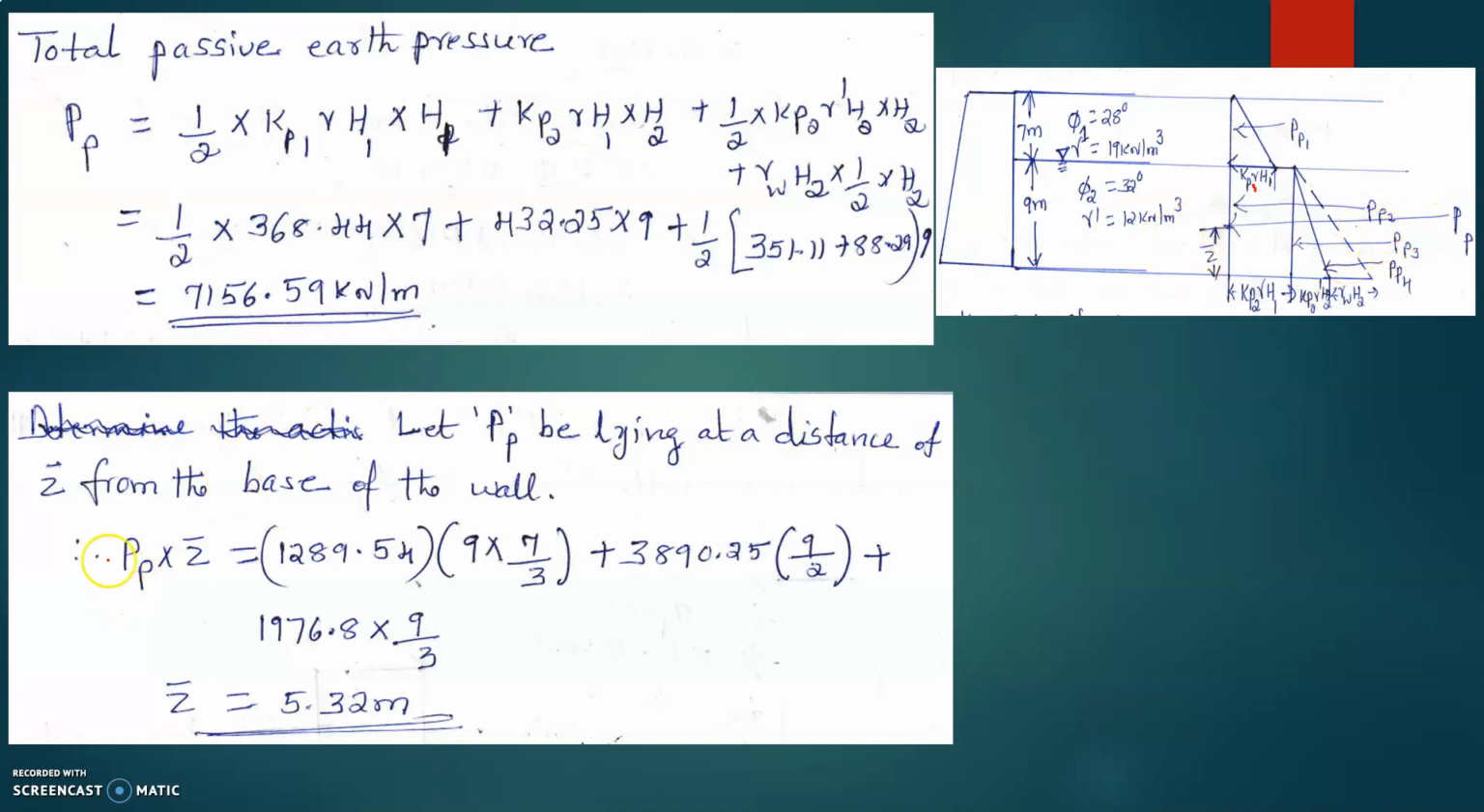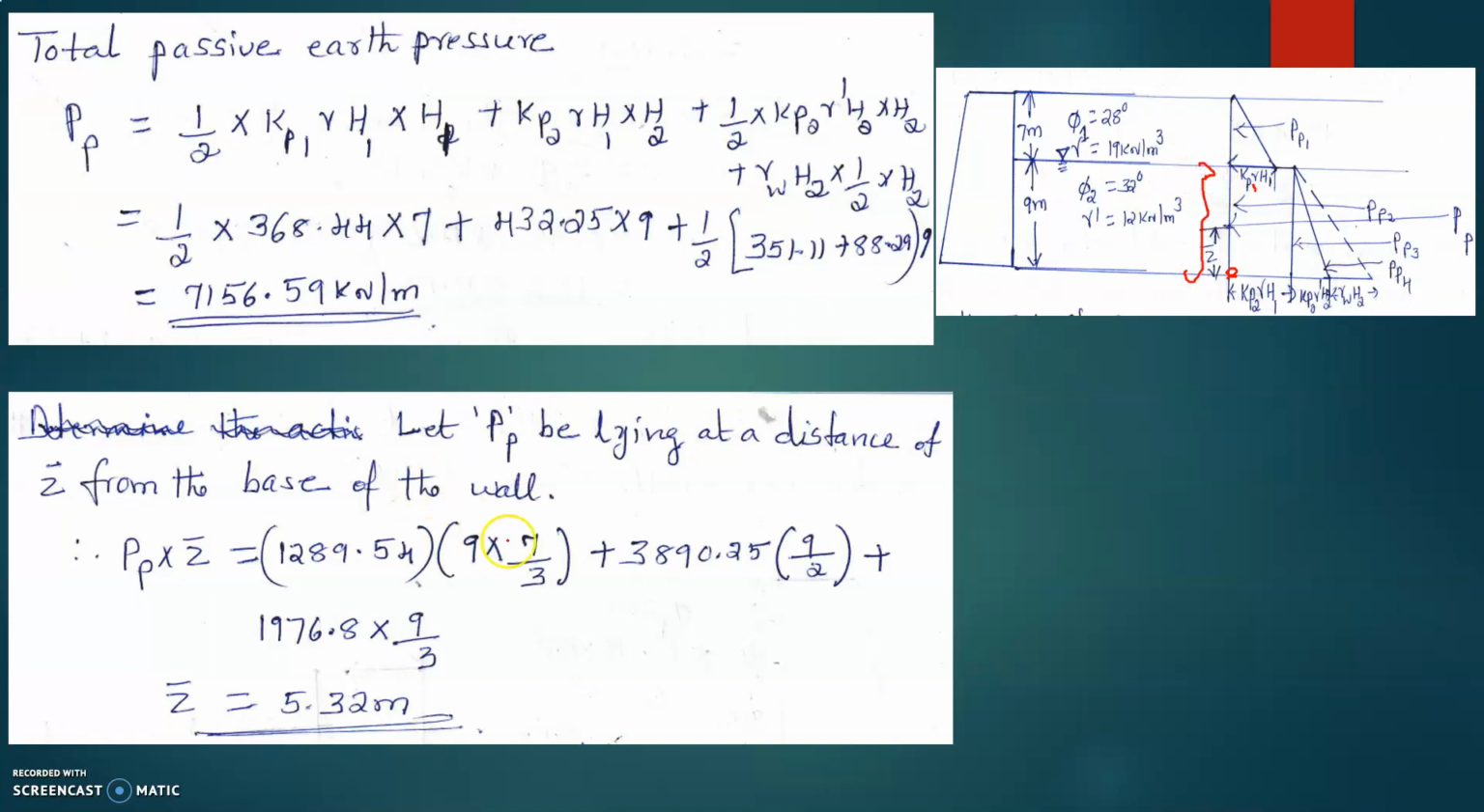Total pressure, passive pressure into Z bar, is equal to the algebraic sum of all the moments taken about the toe of the retaining wall. So what is that? Here PP into Z bar is equal to 1/3 of 7 plus 9, because still here we are considering this point. So 1/3 of 7 plus this distance, that is 9.